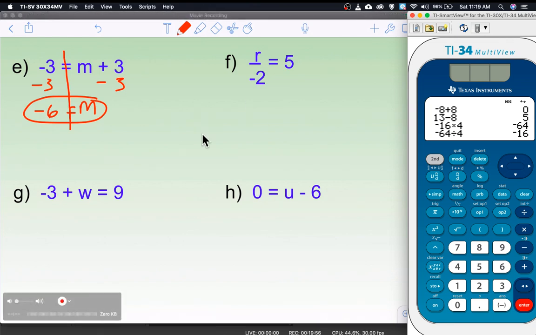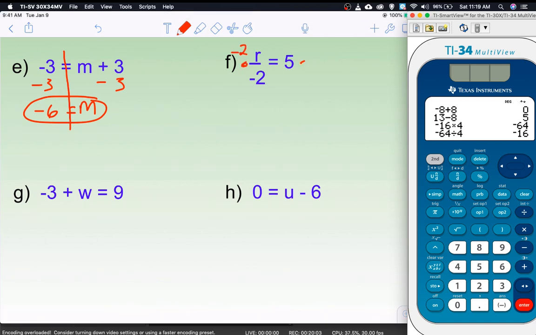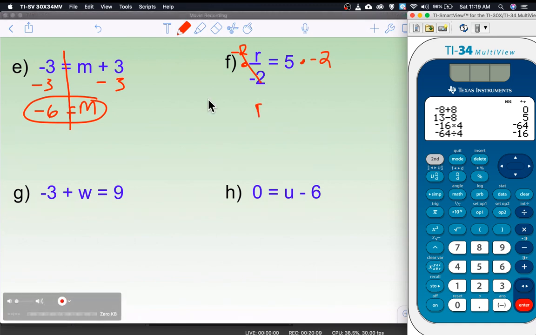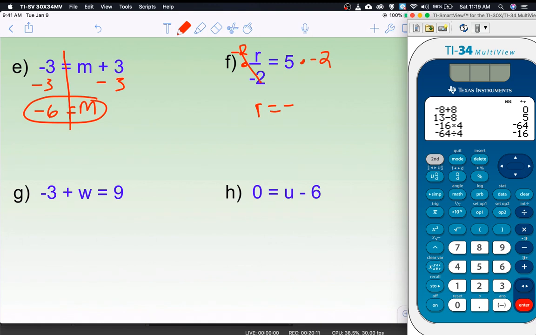Letter F. My variable is being divided by -2, so I'm going to multiply by -2 on both sides. The multiply and the divide cancel each other out, so we get r equals -10. That is our solution.